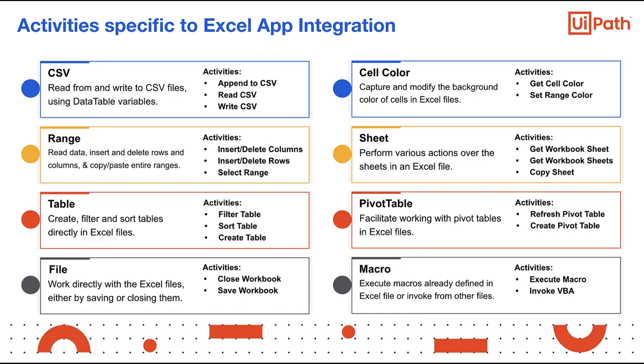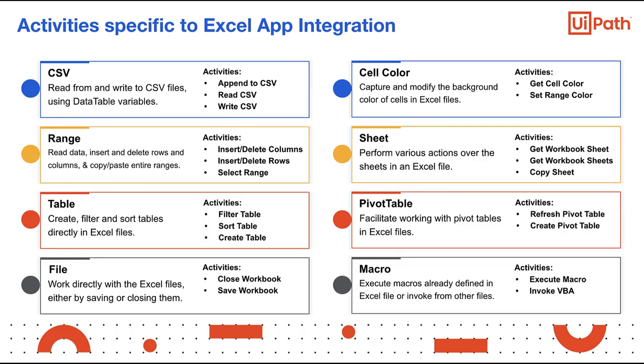Select range selects a specified range in an Excel file. In general, it is paired with another activity that performs a certain manipulation over the selected data. Get selected range outputs a given range as a string. Delete range removes a specified range from an Excel file.